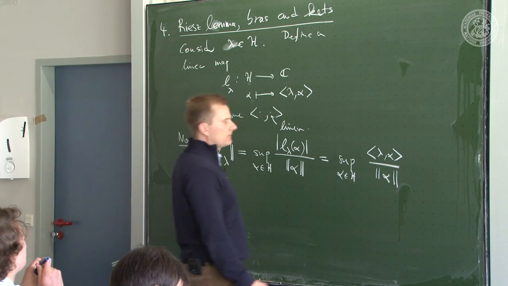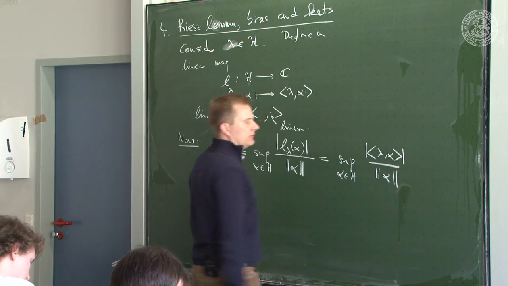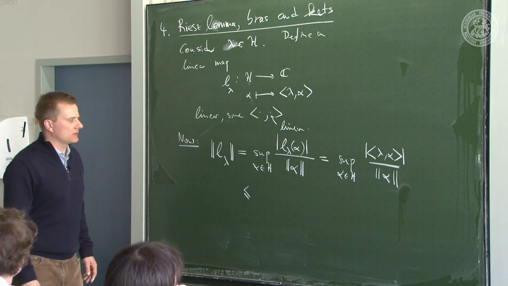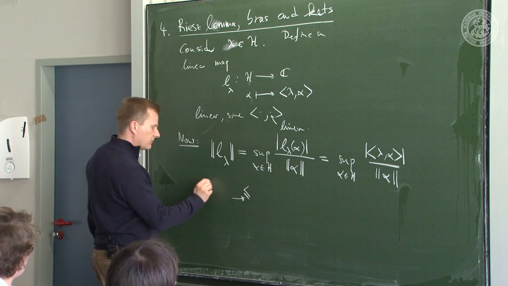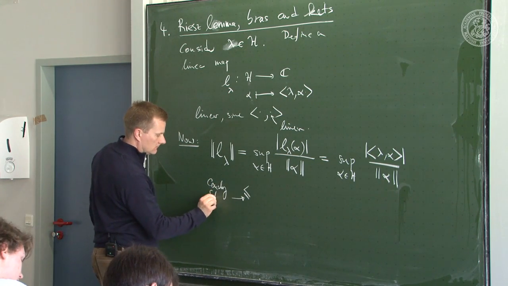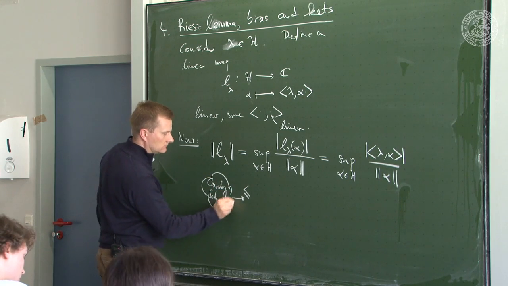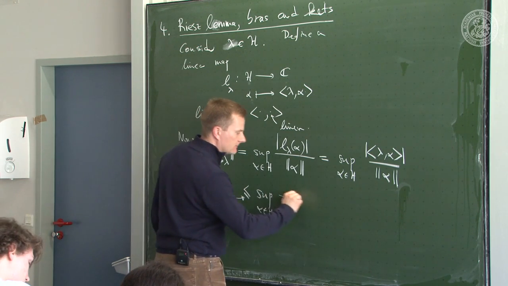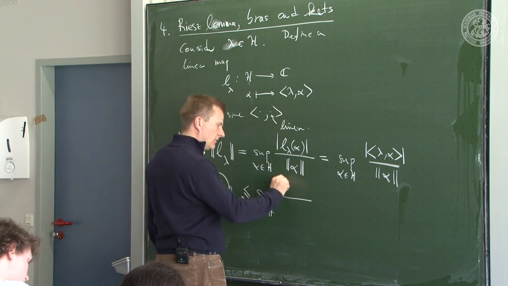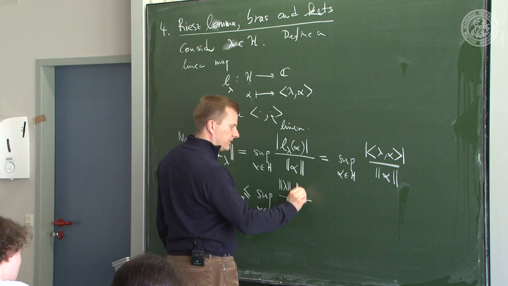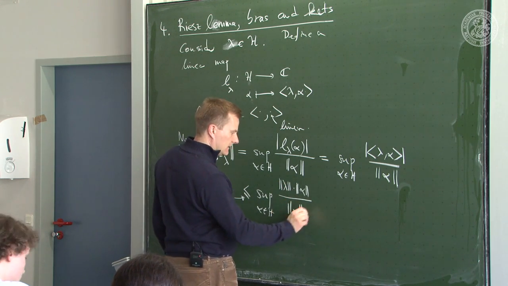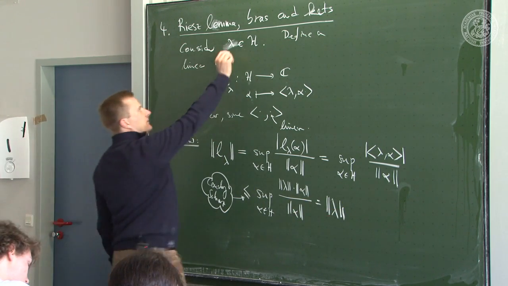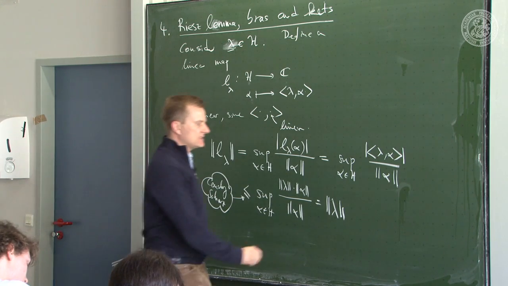Now, here we have an absolute value. And now we know from Cauchy-Schwarz that this is less or equal to the sum over alpha in H, where you take the norm of lambda times the norm of alpha divided by alpha. So this is, of course, just the norm of lambda. But because you have a fixed lambda, this is, of course, less than infinity.